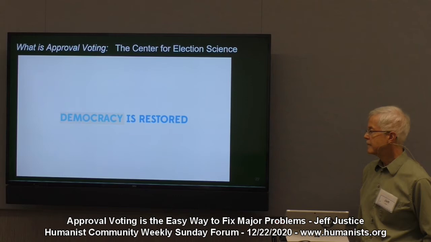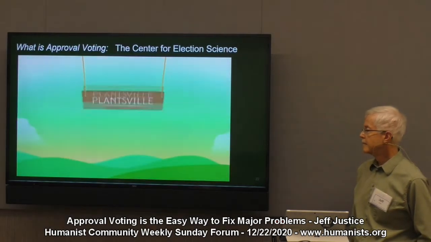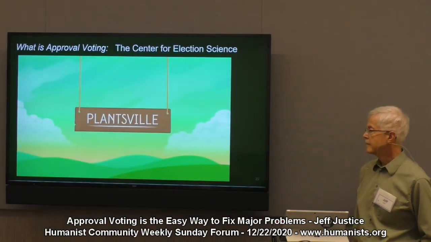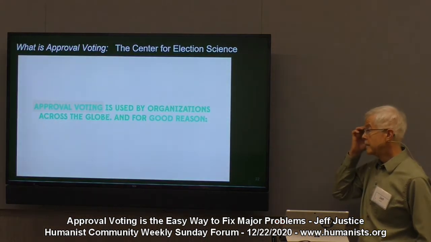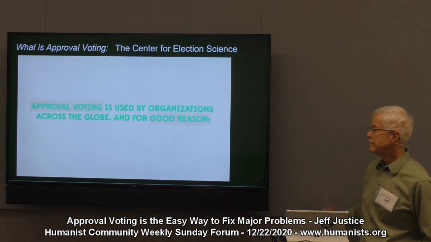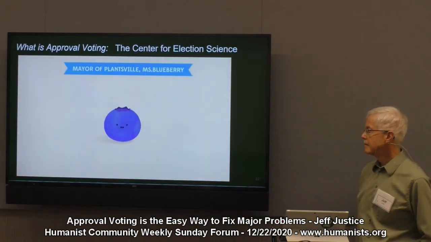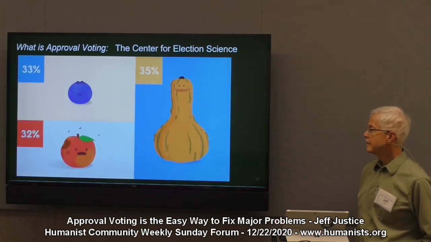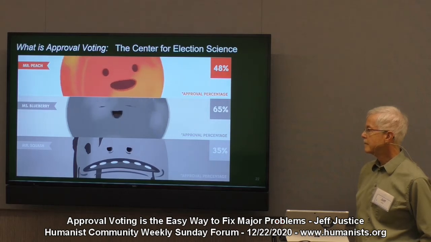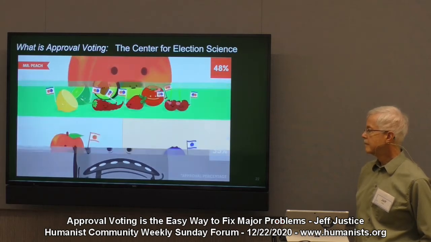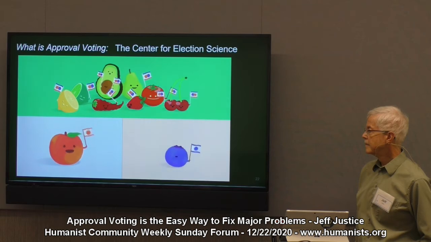Democracy is restored. Approval voting is more than just a smart idea in Plantsville. It's a smart idea anywhere you vote. Approval voting is used by organizations across the globe, and for good reason. It's democratic because the candidate with the most support wins. It removes the spoiler effect. Even losing candidates get an accurate reflection of support. And voting your favorite never hurts you.